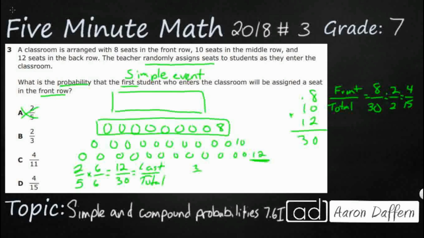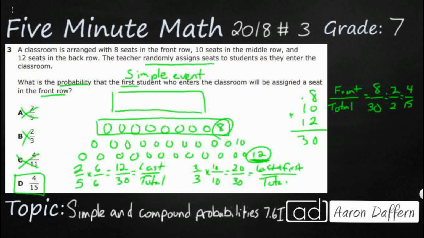Let's look at 2/3. Let's multiply that by 10. I'm just trying to get up to 30 because I know there's 30 total. So 20 over 30. I guess I could do last row plus first, but that's kind of weird though, over my total. Not sure how you get 4 over 11. Maybe they're subtracting something, because 11 doesn't go into 30, so I'm not quite sure how they're getting it, but no difference. Our answer here is going to be D, 4 over 15, because that represents the front over the total.